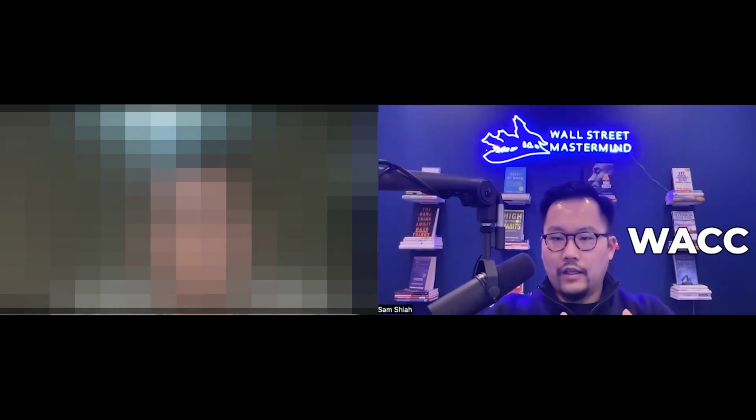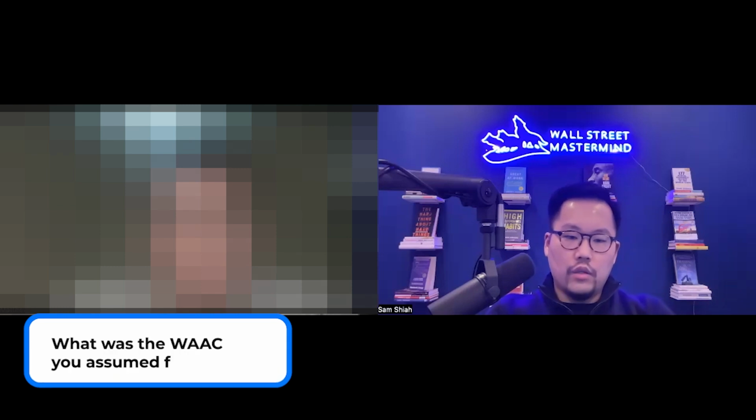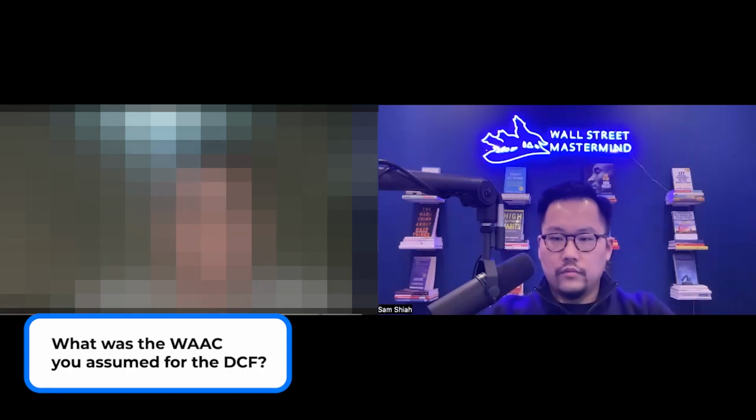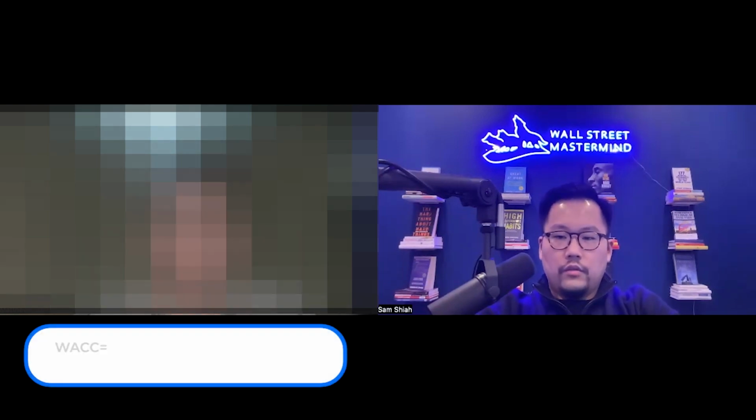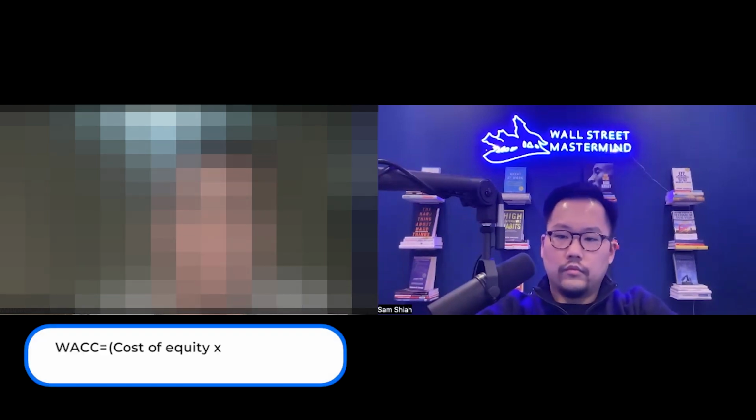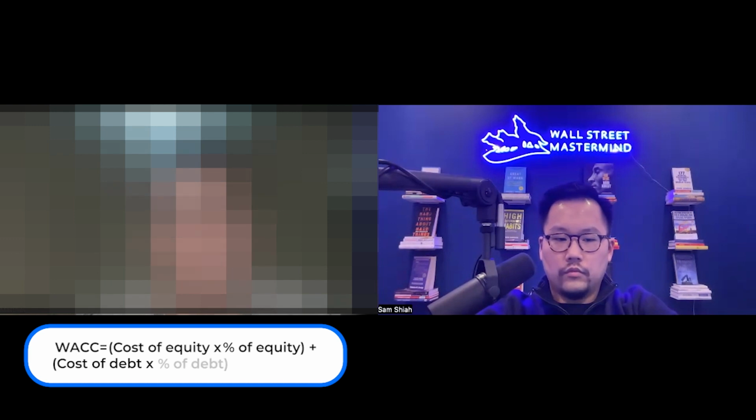One way to bring down the valuation is to assume a higher WACC, and that's highly sensitive, right? So what was the WACC that you used for Asana, for example? Right over 10%. And how did you get to 10%? Just weighted by cost of equity times percentage of equity plus cost of debt times percentage of debt times one minus tax rate.